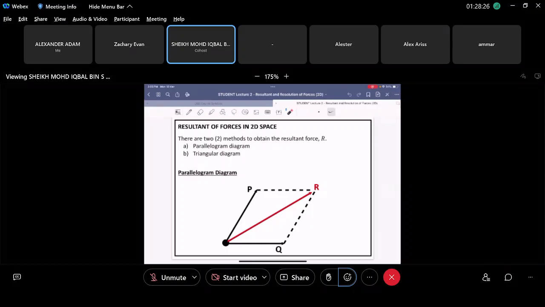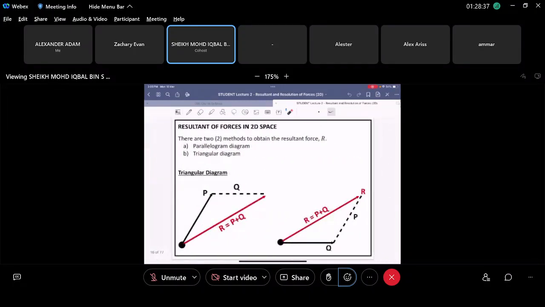It's very easy. Just draw a square, and at the end of the square, that part will be your resultant force. The second one is the triangular diagram. It's the same thing. You have your P, you have your Q, and you close the loop. This yellow-red part here will be your resultant force. So the resultant force is equal to P plus Q, right? Same thing here, or you can rearrange it: Q, P here, and your resultant force is P plus Q. So that's the triangular diagram.